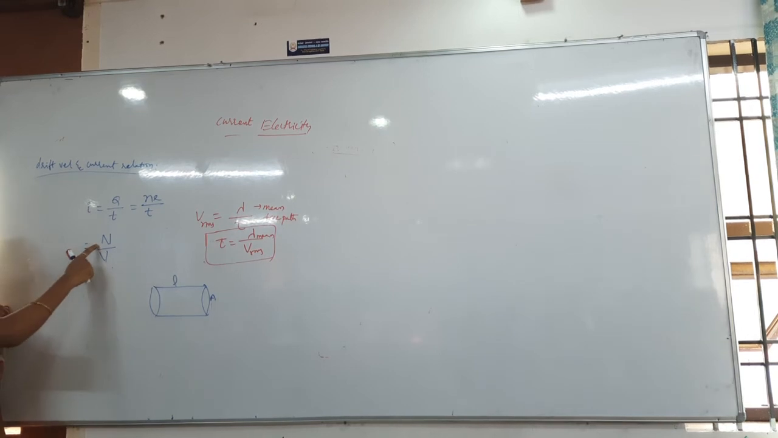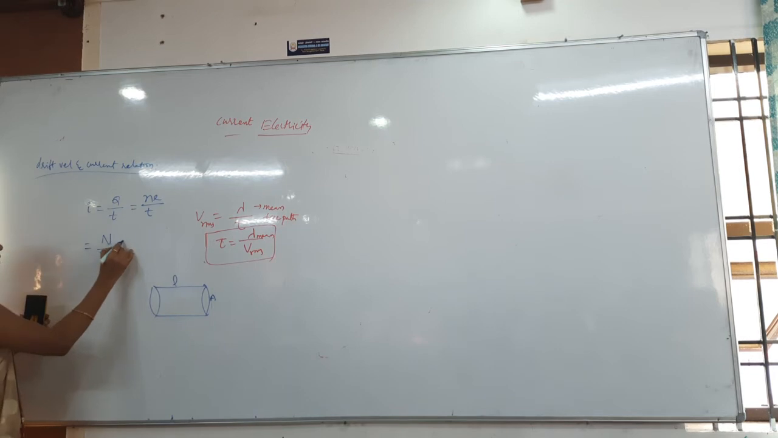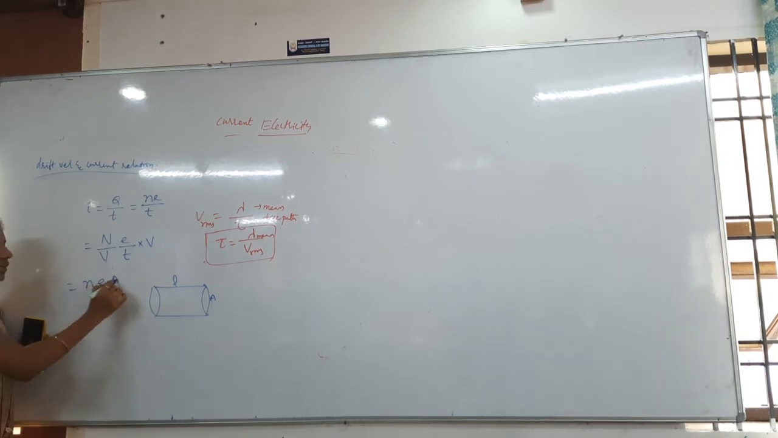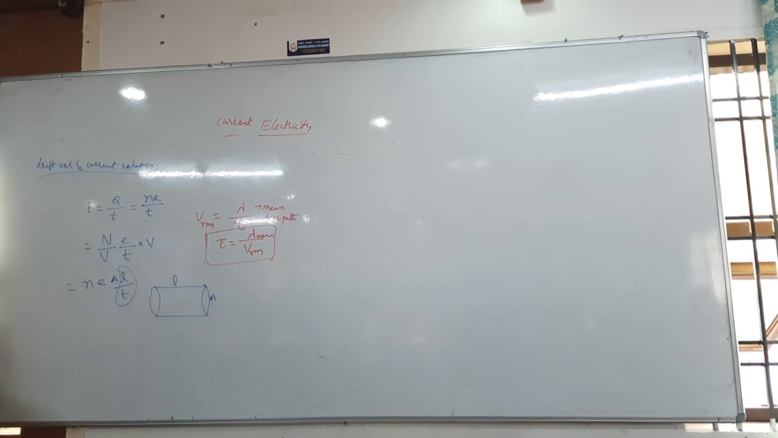The individual number of electrons here is capital N divided by the volume, you have to take, into E divided by T. I am dividing by volume, so obviously I have to multiply with volume also. Then this n by V is nothing but small n. E into volume is nothing but area into length. Area into length divided by T. Then length by time is what? Velocity. Which velocity is that? Drift velocity. That's it. I is equal to nEAVd. That is a relation, very, very important. From this, listen again, if I take I divided by A, what is I divided by A?